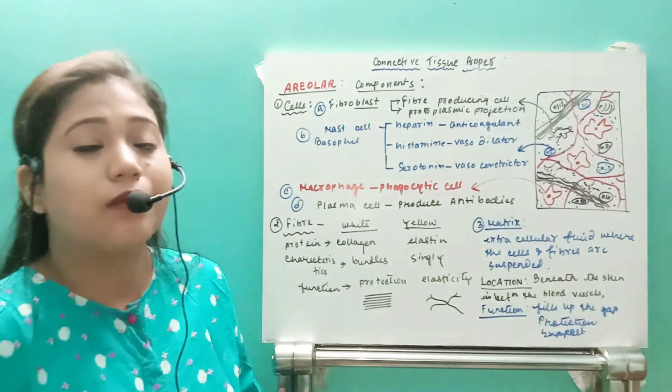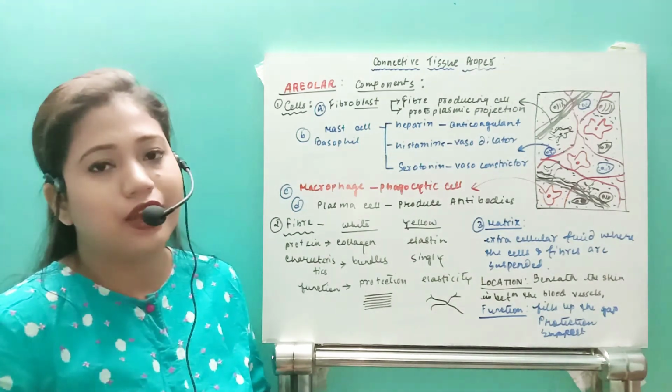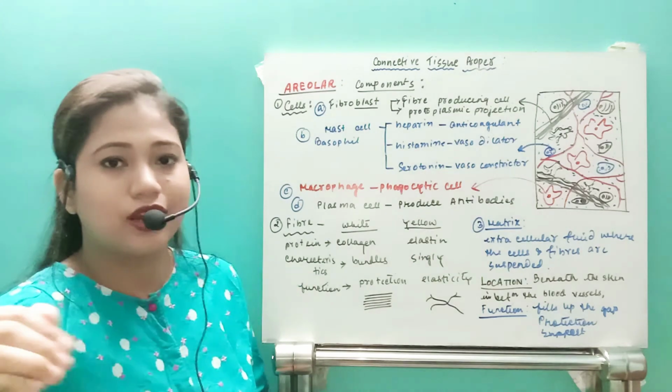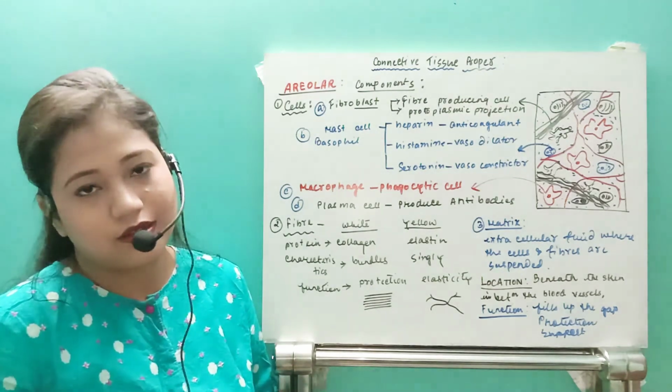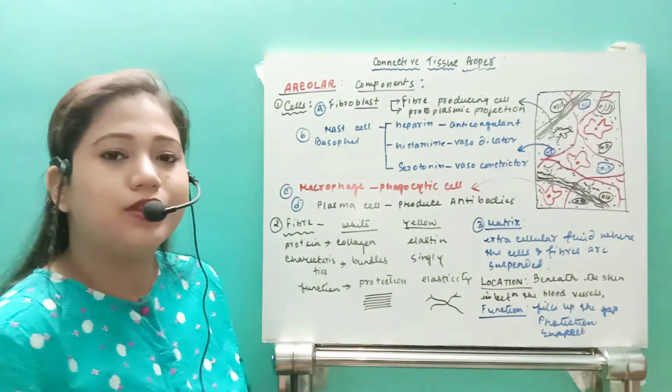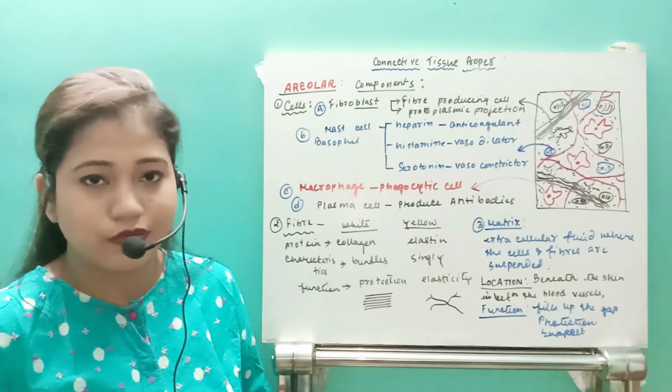tissue. If it comes to, suppose, a blood vessel and a lymphatic vessel, then also we will have the areolar connective tissue around the blood vessels or the nerve or the muscle or the lymphatic vessels. So it basically fills up the spaces in between the heart and the lung. We are going to have the areolar connective tissue, right?